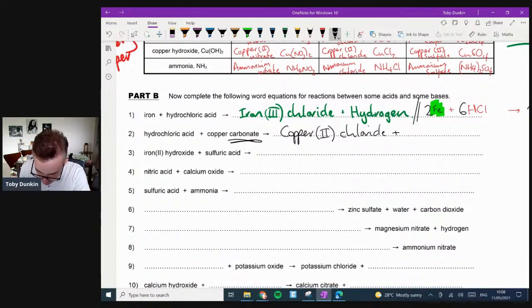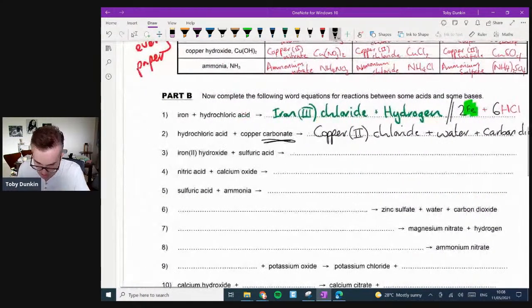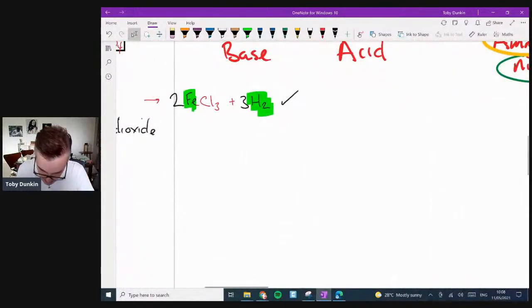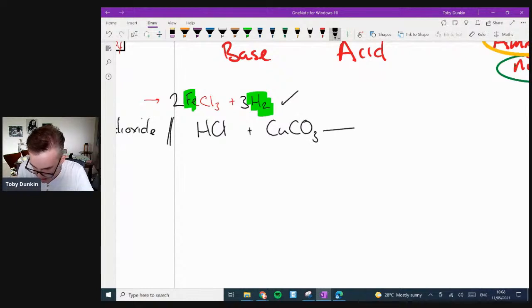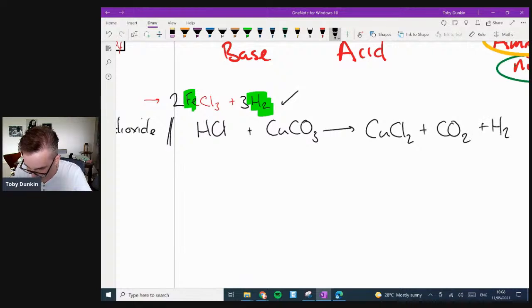And now I've got a carbonate. So there's my salt. Now I need water and also carbon dioxide. Tick it if you've got it. Let's now convert that into symbols. Hydrochloric acid and copper carbonate. So this is going to be HCl plus CuCO3 goes to CuCl2 plus CO2 plus H2O, and balance.